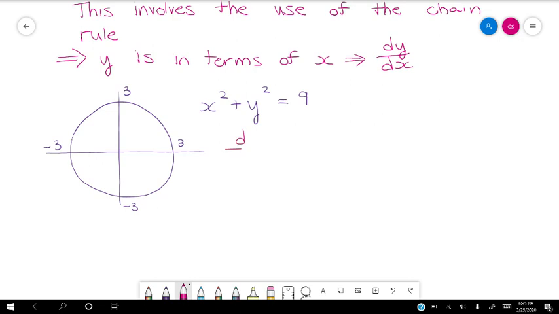So our instructions were to take the derivative with respect to x of both sides. This is implicit differentiation. Okay. So then we know that we're allowed to, over here on the left, distribute that derivative with respect to x to both sides.